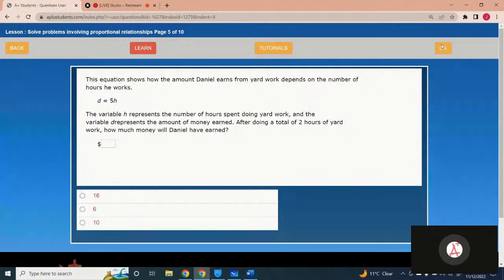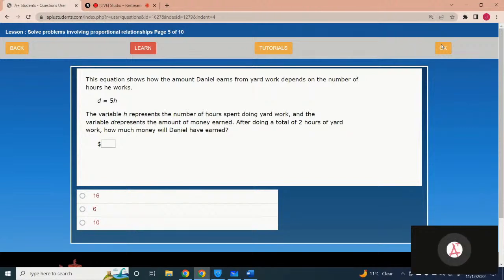Okay, this equation shows how much money Daniel earns from yard work depending on the number of hours he works. D equals 5h. The variable h represents the number of hours spent doing yard work, and the variable D represents the amount of money earned. After doing a total of 2 hours of yard work, how much money will Daniel have earned?